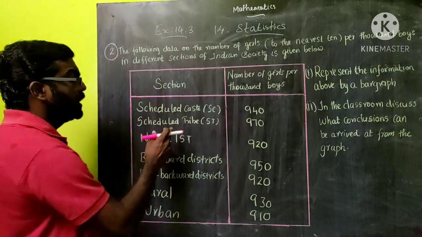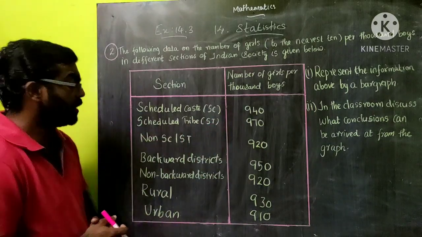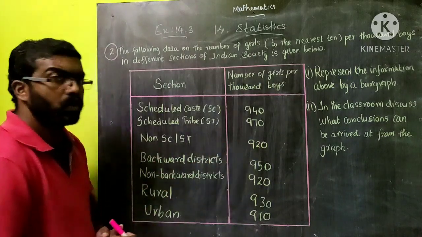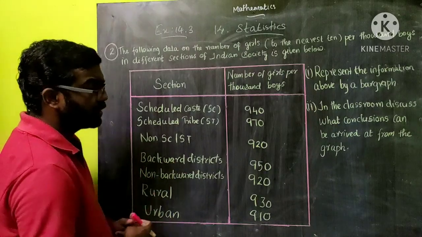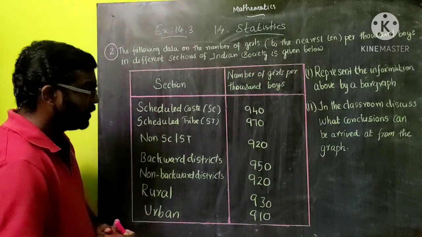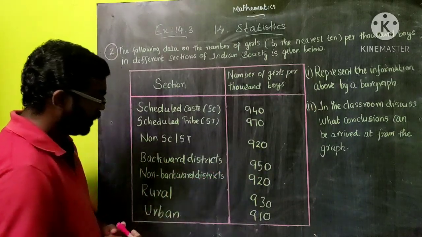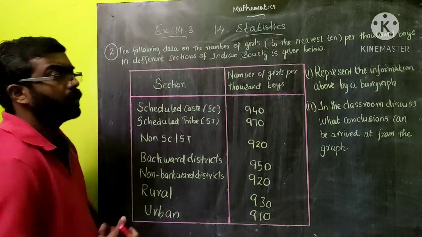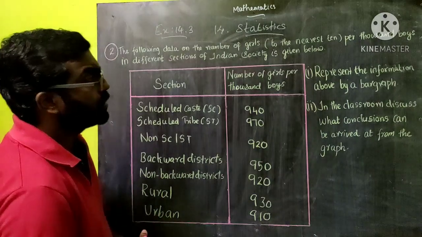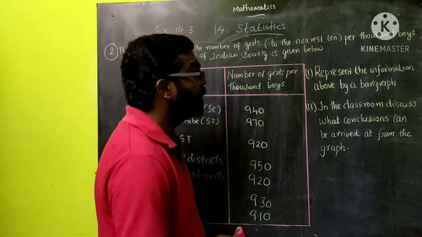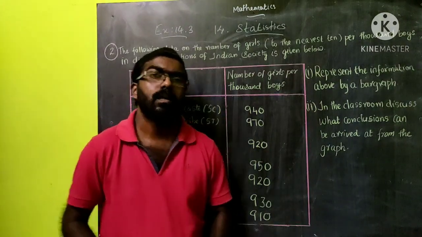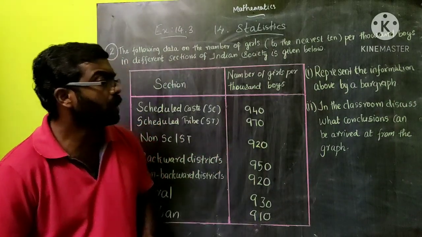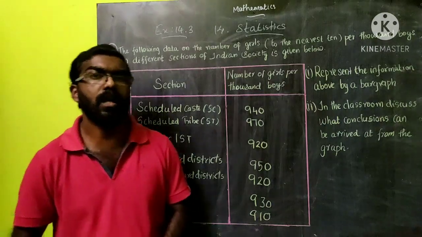940, scheduled tribe 970, non-SC or ST 920, backward districts 950, non-backward districts 920, rural 930, urban 910. First question, represent the information above by a bar graph. Second sub question, in the classroom, discuss what conclusion can be arrived at from the graph.